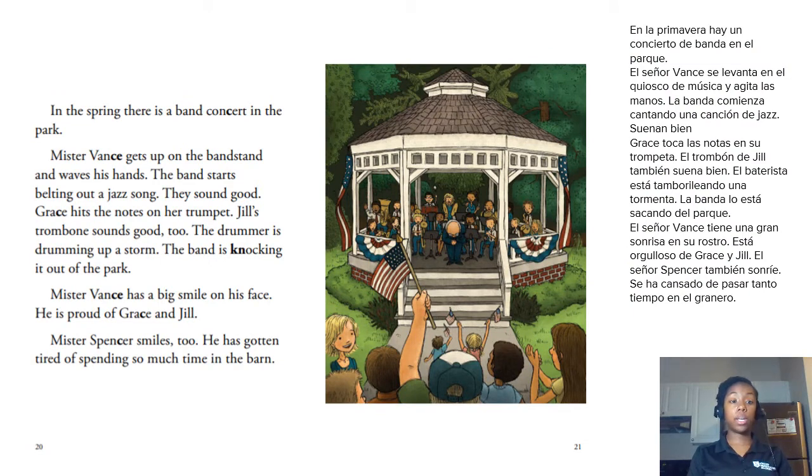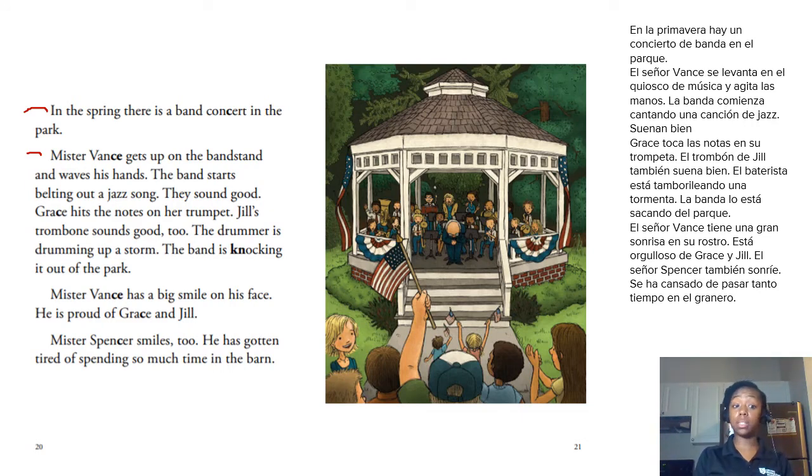Finger underneath the word in. In the spring, there is a band concert in the park. Finger underneath the word Mr. Mr. Vance gets up on the bandstand and waves his hands. The band starts belting out a jazz song.